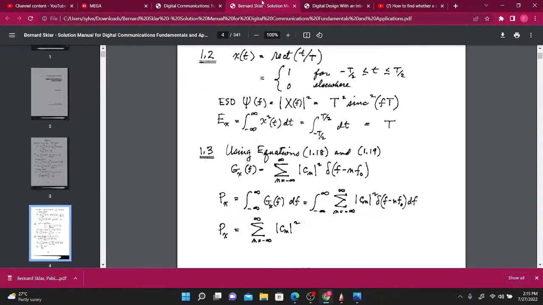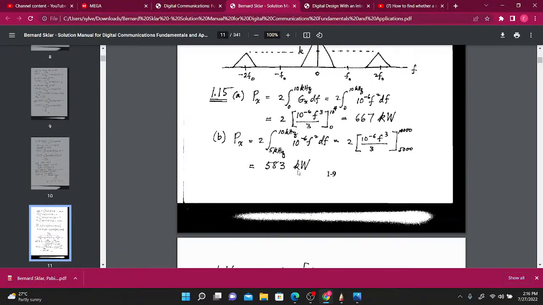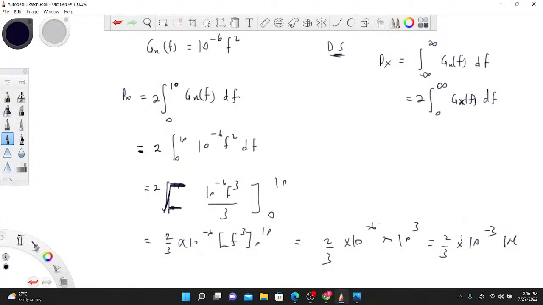Okay, so it's supposed to be 10 kilohertz, right? So it's supposed to be 10 kilohertz cubed. You get it? So it is supposed to be 2 over 3, 10 to the minus 6, times 10 to the power positive 3. That gives us 667 watts. So please verify this one. It was 10 kilohertz; I didn't bring the kilo in when I was simplifying. So that's it.